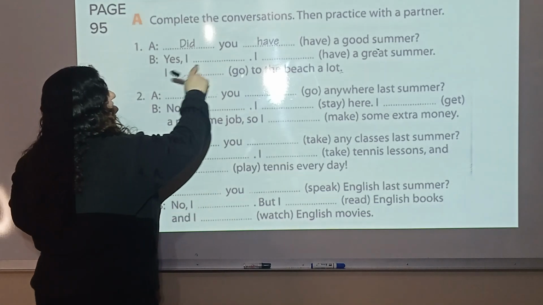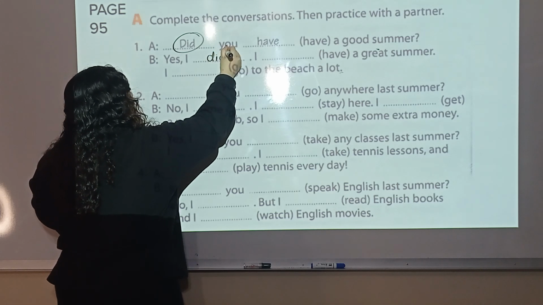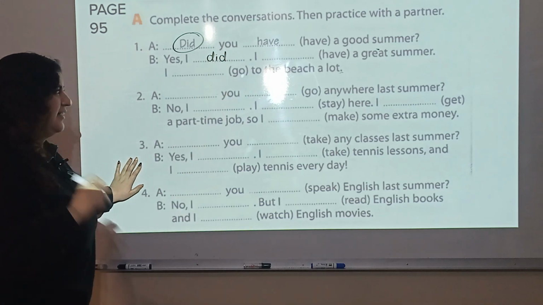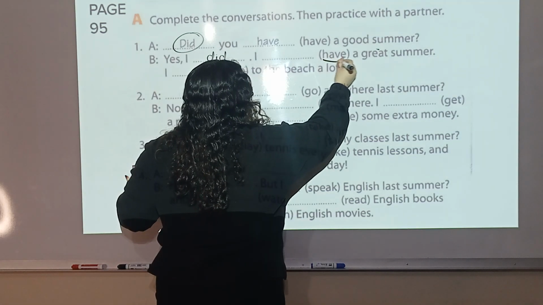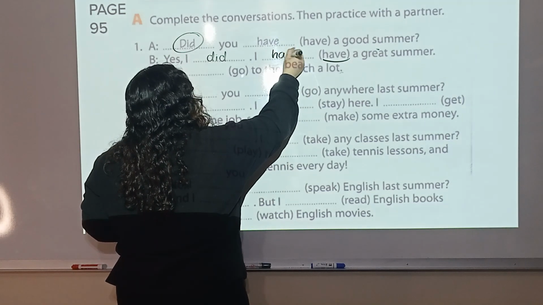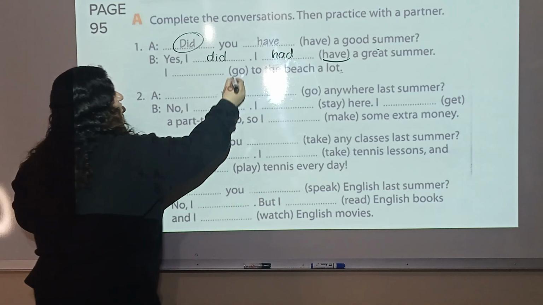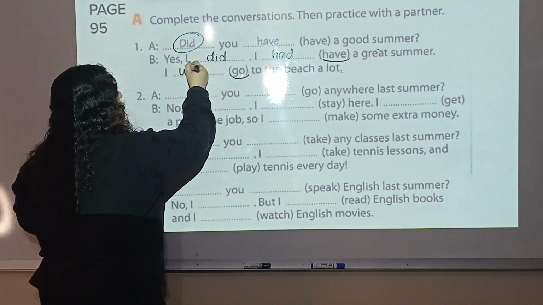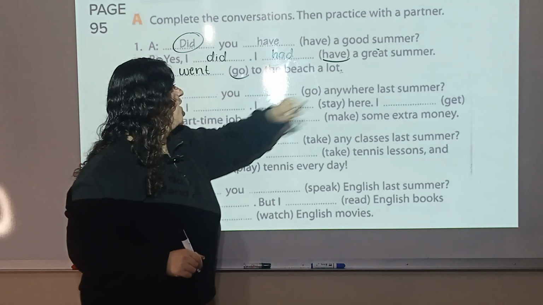So yes, and remember, we use our auxiliary to answer as well. So yes, I did. And here we have to give more information. We're going to be using the past of each verb. In this case, I had a great summer. The past of go is went. So I went to the beach a lot.